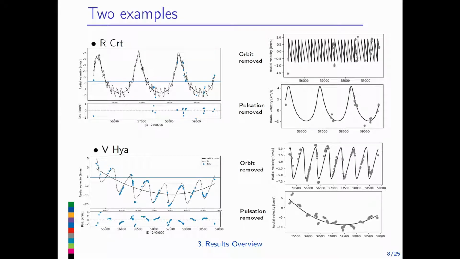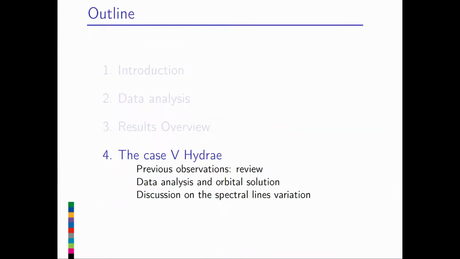Another example is the star V Hydrae, that I will present to you later in more detail, where you can see that with the Hermes monitoring, we can really see the pulsation at 500 days, plus a long-term modulation. And so we can disentangle those two signals and obtain the orbit on that plot and the pulsation on that plot. So as I said, for the rest of this talk, I will focus on V Hydrae, because it's the star we studied in more detail, especially in the beginning of my PhD.